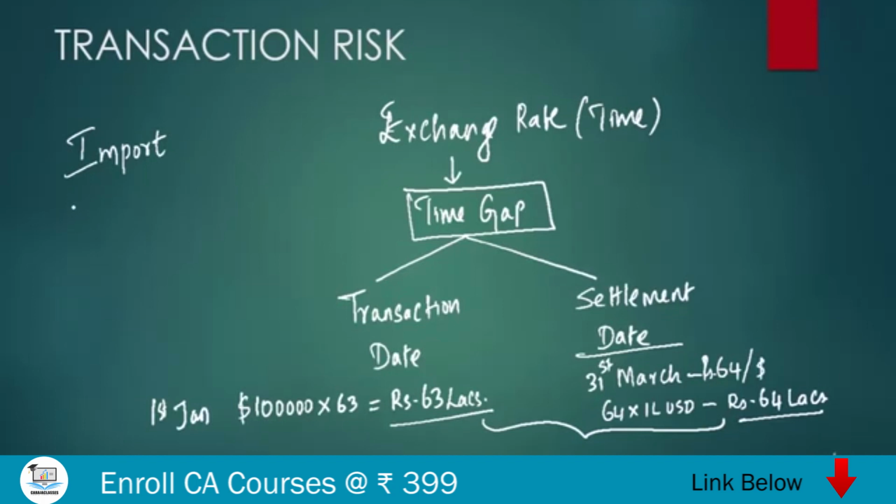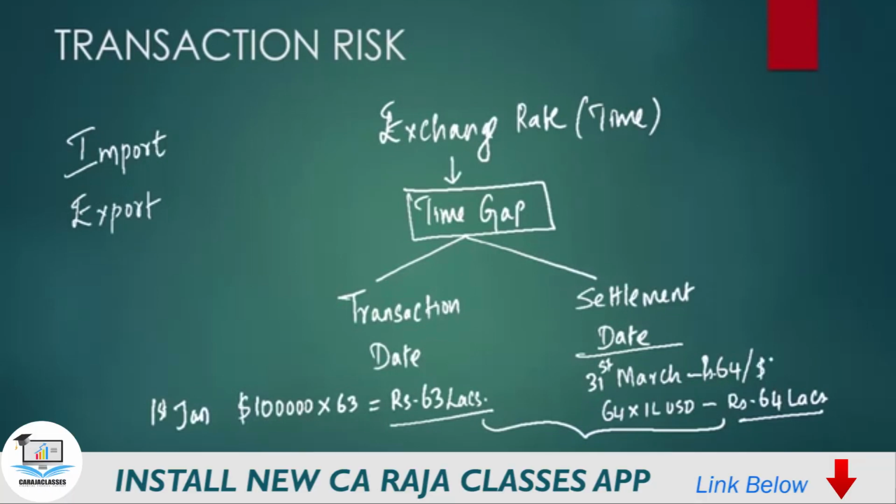So if it is applicable for imports, then it is applicable for exports also. But in case of exports, the risk will be on the other side. Let's say instead of 63, on the settlement date you have 64, you have a favorable outcome. I mean, you are going to get more money. But on the settlement date, if the exchange rate value comes down, then you have the transaction risk, that is the negative risk.